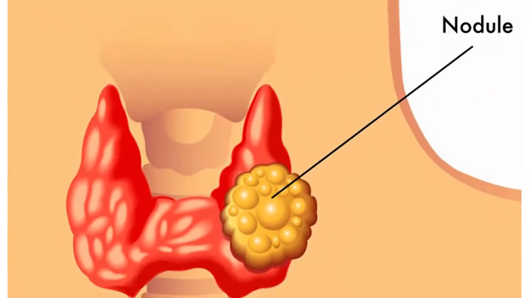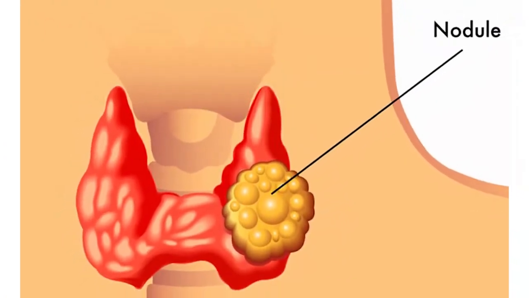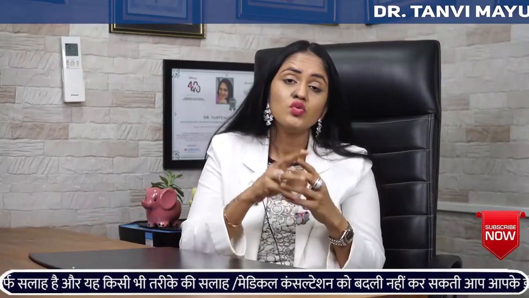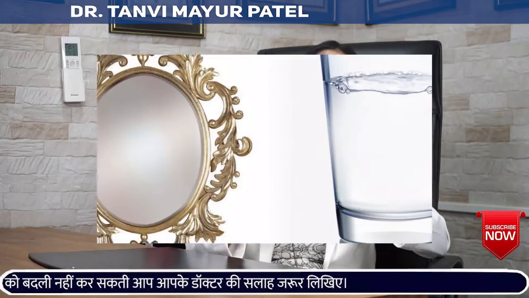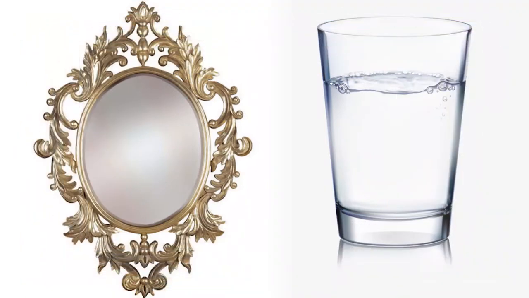In fact, many times when a person has a thyroid cancer, it usually begins as a nodule or swelling in the thyroid neck area. And if you find that you have such a nodule or a swelling, you need to investigate further. In fact, you yourself can do a test at your own home with the help of a mirror and a glass of water, and you can find out whether you have a nodule or not.